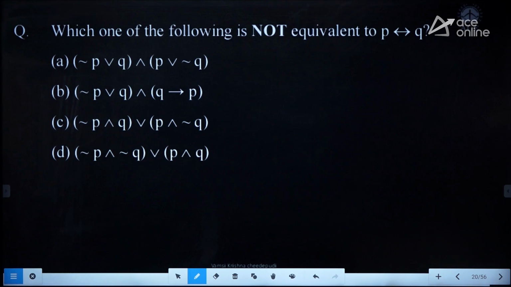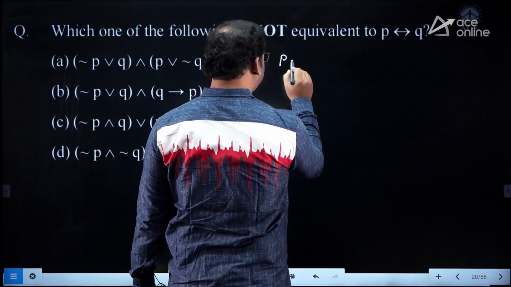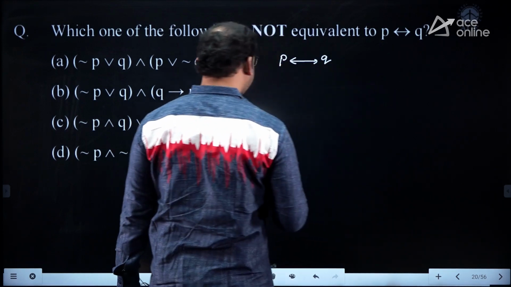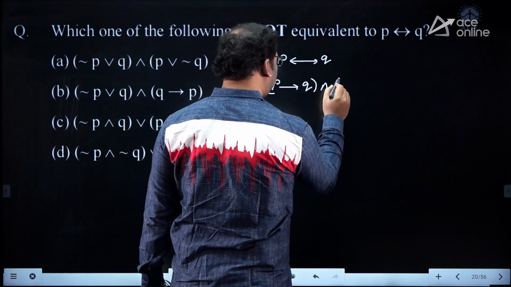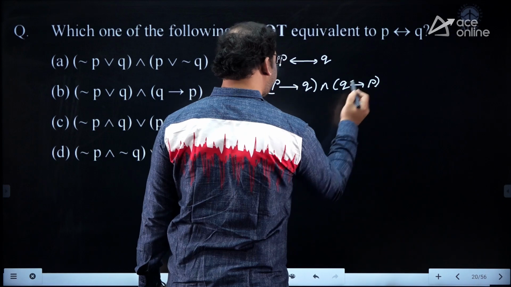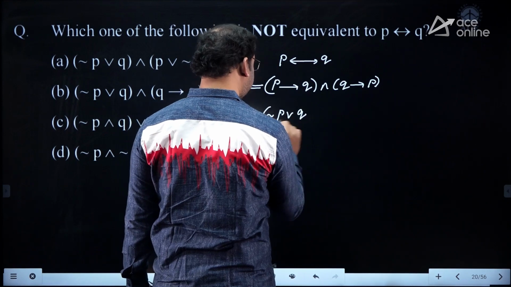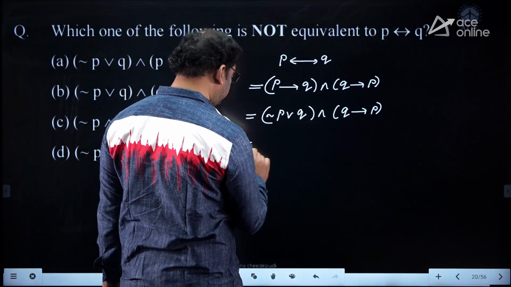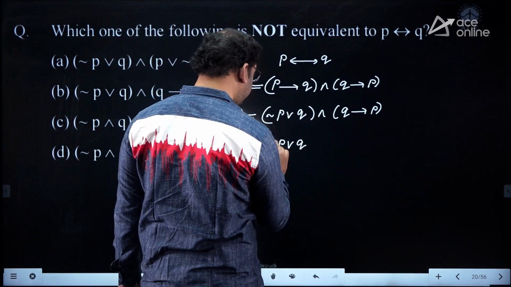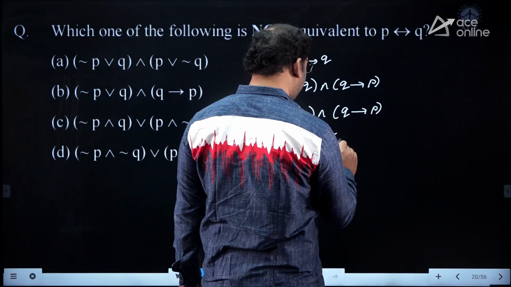Which one of the following is not logically equivalent to the formula P biimplies Q? Yes, here the given formula is P biimplies Q. So the biimplication definition says that it can be like P implies Q and Q implies P. P implies Q can be written as negation P or Q, and in the next step I can go for negation P or Q, and also Q implies P can be written as not Q or P.